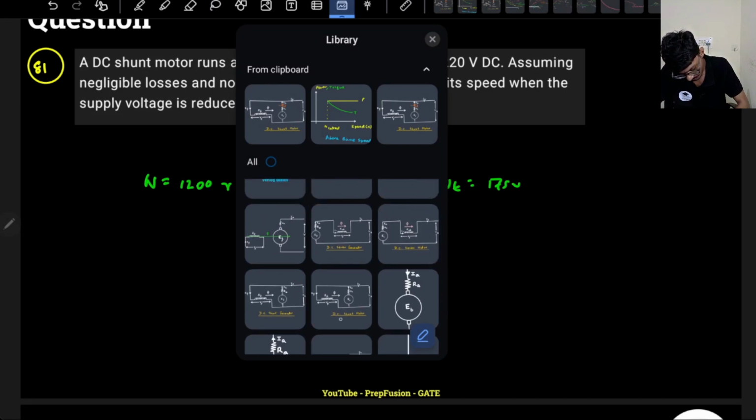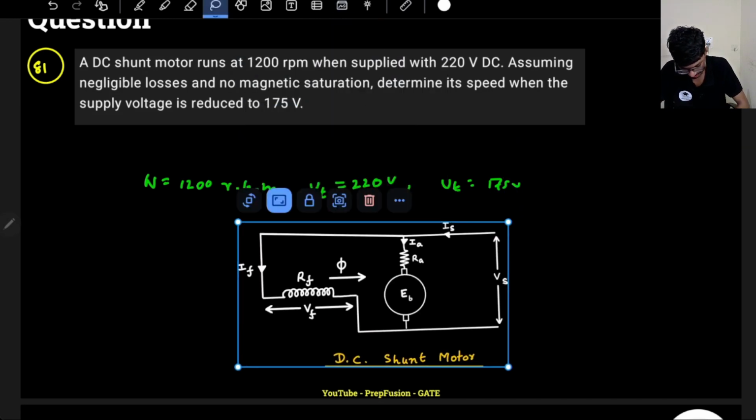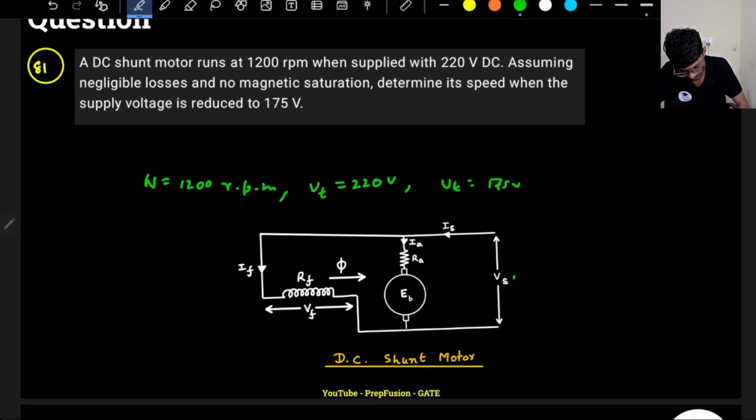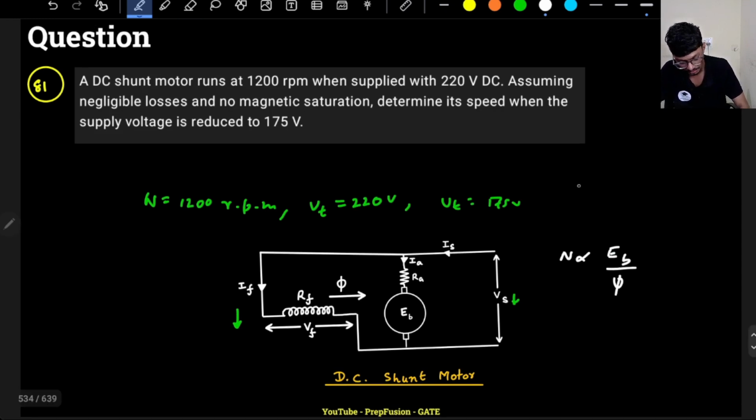So, if I show you the circuit diagram of a DC shunt motor, and I am reducing the terminal voltage, the voltage across the shunt field will also change, right? So the shunt flux will not be constant anymore; that also will be reduced. The important point is what my speed is proportional to. Speed is proportional to EB upon flux, right? And EB is equal to VT minus IARA.